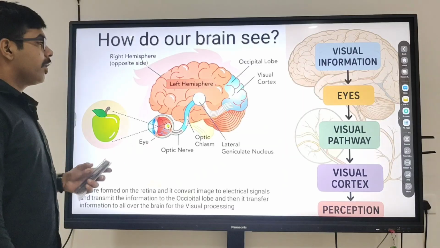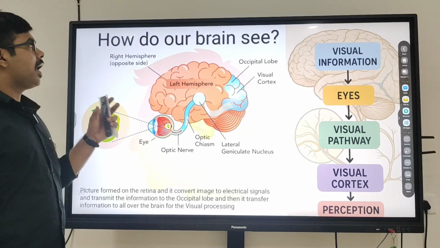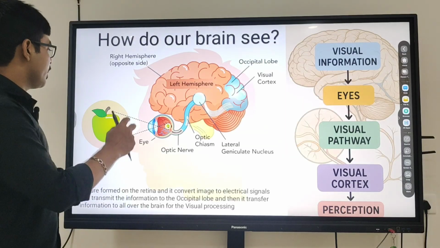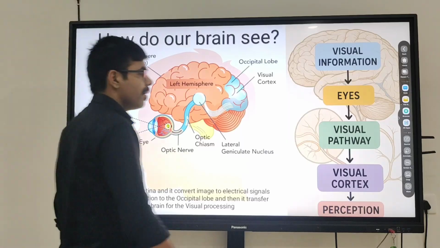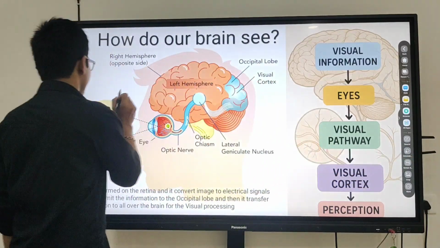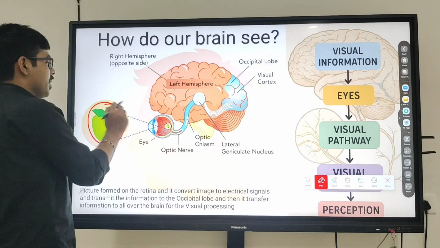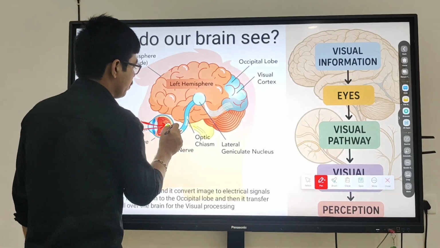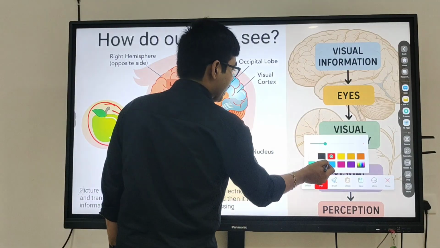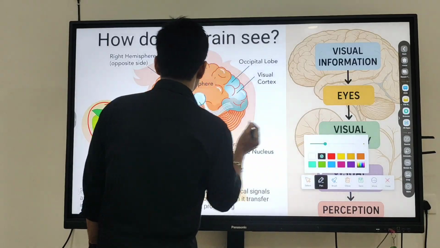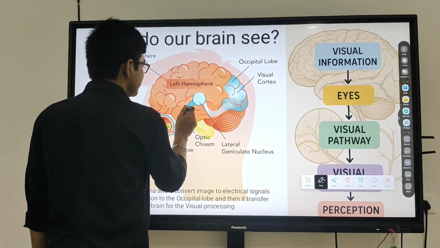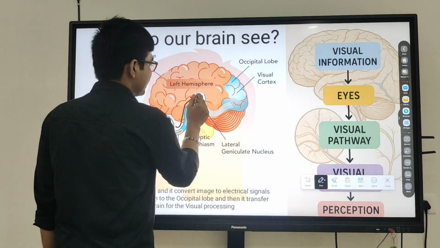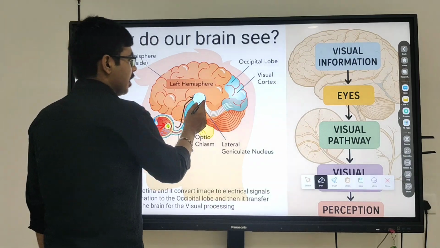Okay, so now we're going to discuss how our brain sees. Whenever we are seeing a target, what is happening? The target is seen by our retina. The target reaches the retina, and the retina processes that information to the brain. And how does it pass the information to the brain? Via the optic nerve, which carries this information to the occipital lobe.